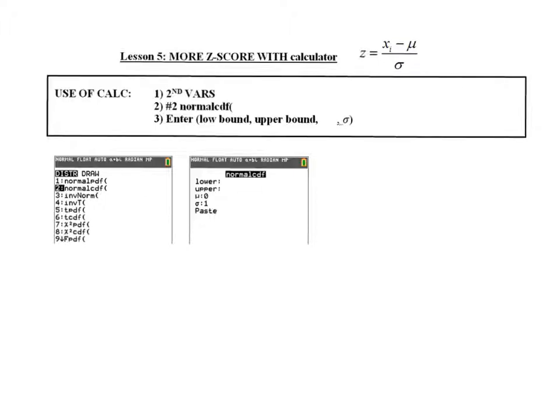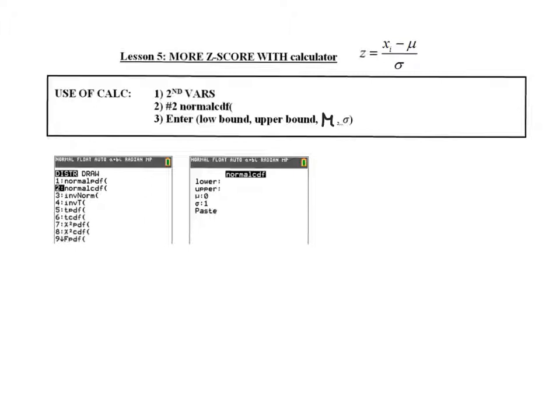this on the calculator. We're going to find the variables key, and we're going to press second vars. You'll notice that above the second vars key it says DISTR. That stands for distributions. We're going to choose number 2, which is called normal CDF. What we're going to enter into the normal CDF is the lower bound, the upper bound. Then we're going to put the value for the mean, so mu, and then sigma, the standard deviation.